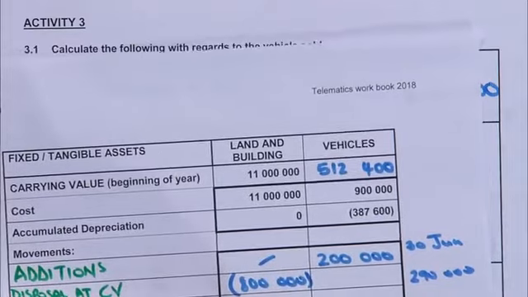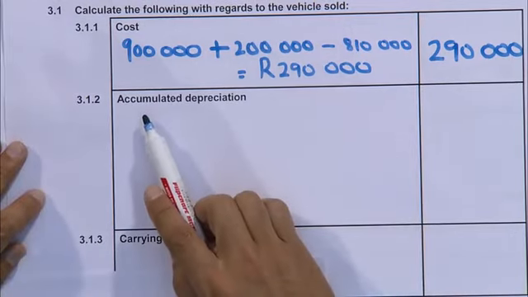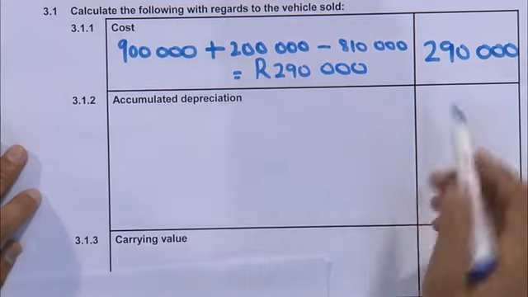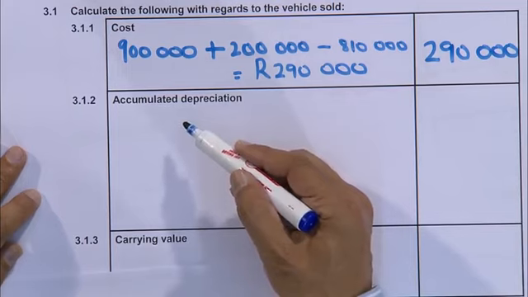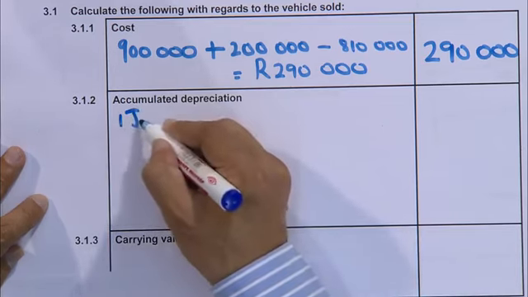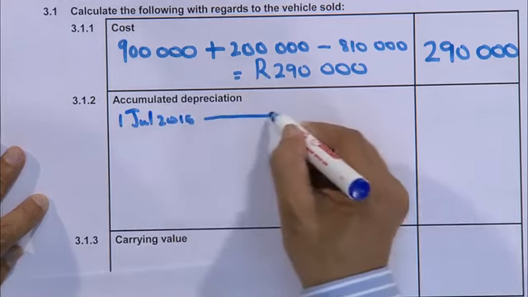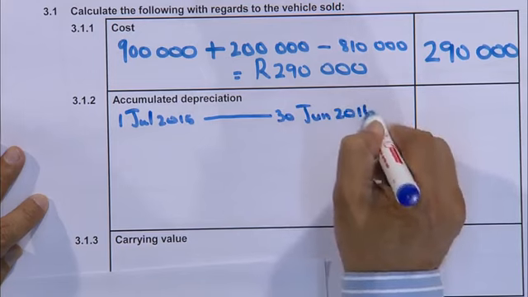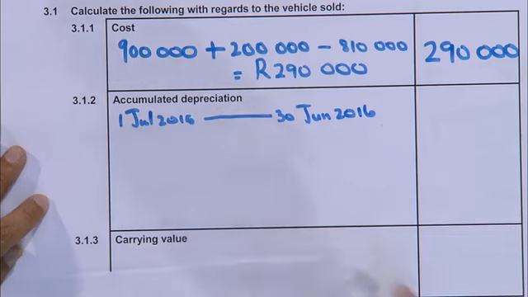Right, so what's the next part that they tell me there? Then also, the second part of the question is we must determine the accumulated depreciation for the vehicle that we sold. Okay. Now we know the cost price is 290,000. So they will tell me when did we buy that particular vehicle. The information says that we bought the vehicle the 1st of July 2015. So my year 1 goes until the 30th of June 2016. So for that particular year, I had to depreciate the vehicle at 20% per annum.